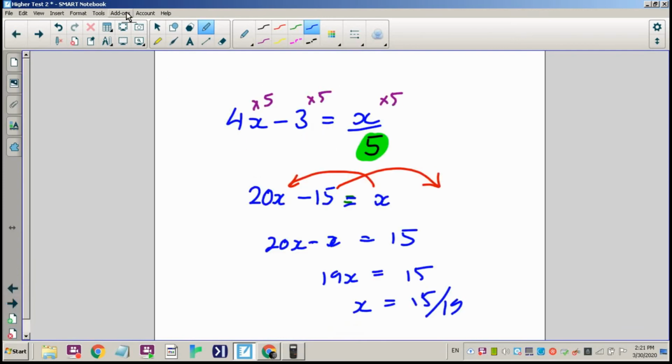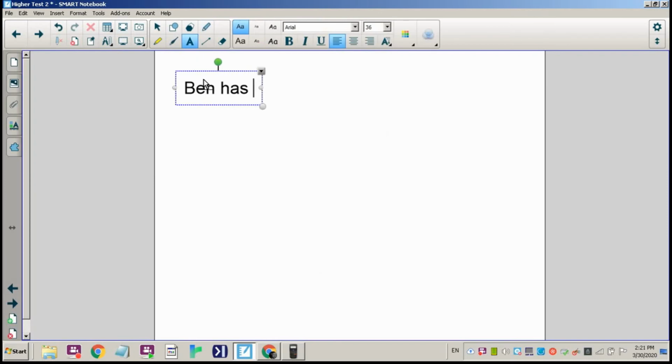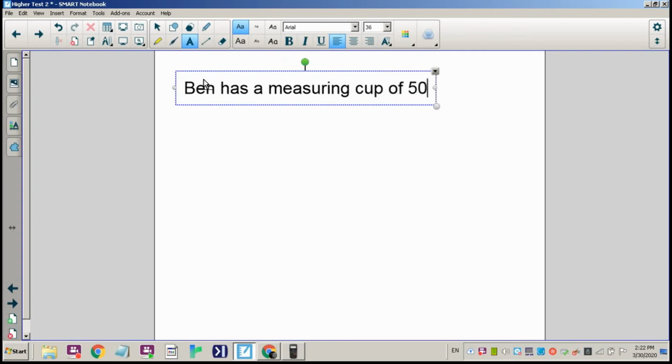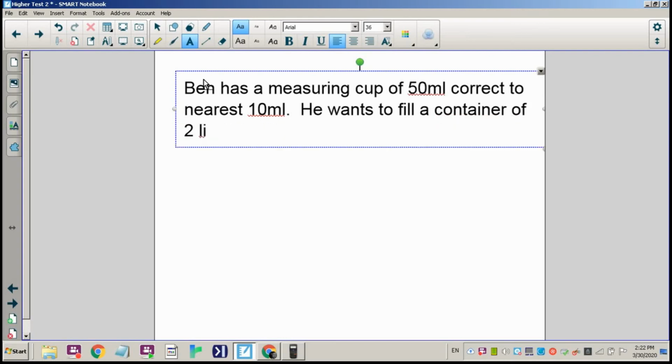Accuracy of measurements. Now this is an interesting one. Here you go. Let's say Ben has a measuring cup of 50 milliliters, correct to nearest 10 milliliters. He wants to fill a container of 2 liters. Notice the difference in units, capacity. Correct to nearest liter. You see, that's quite a big range of error.